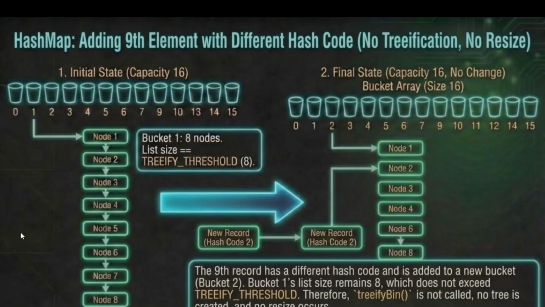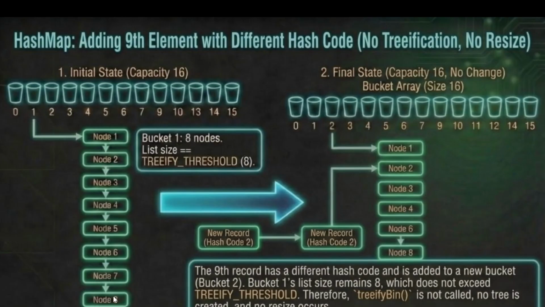Consider now I have given a new hash code. So here it will be created at index 2, and all the nodes will be created there. So a different hash code is added to the new bucket. Bucket 1's list size remains 8, which has not exceeded the threshold. Therefore, Treeify will not be called. Why? Because it has not crossed the threshold.